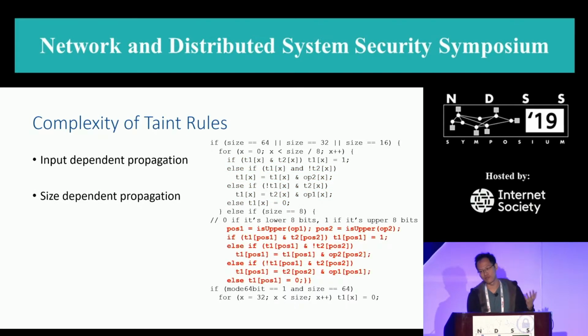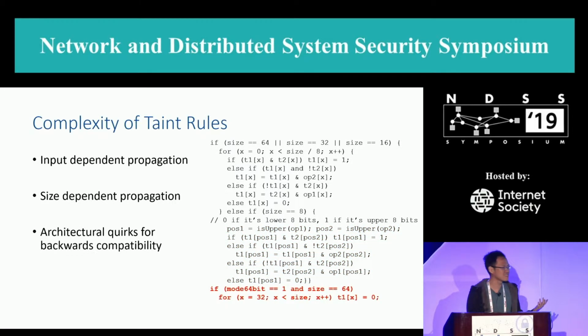We also have to deal with the propagation of different sized operands. And finally, we also have to consider whether the particular architecture that we are coding for has certain quirks that the ISA designers put in for backwards compatibility. In this example, it's between 32-bit and 64-bit x86.